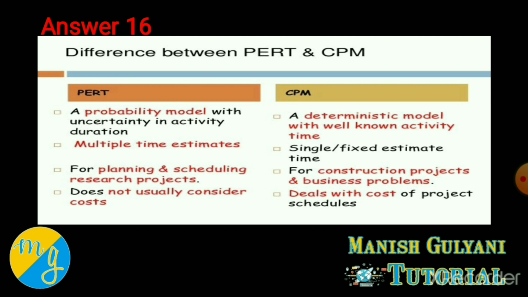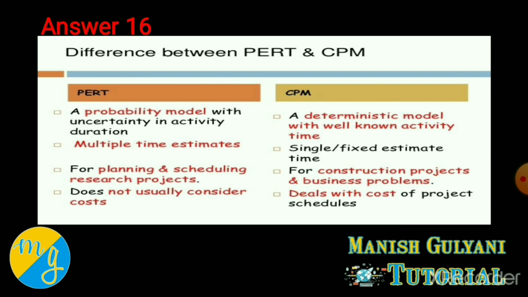PERT is your probabilistic model. CPM is your deterministic model. Under PERT, you have to take 3 time estimates: most optimistic time, most pessimistic time, most likely time. Under CPM, you have to estimate only 1 time, that is your duration time. Clear? PERT is always used for new projects, means research and development projects. CPM is always used for repetitive projects like construction of dams, bridges. And PERT is a technique of planning and control of time. CPM is a technique to control cost and time.